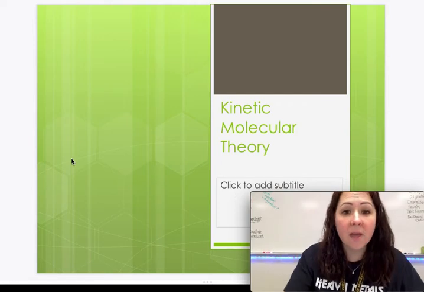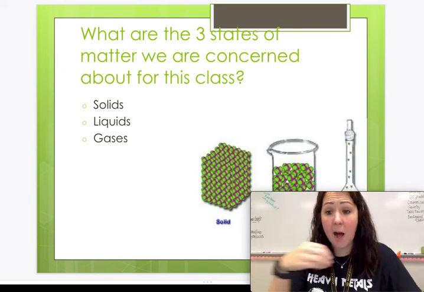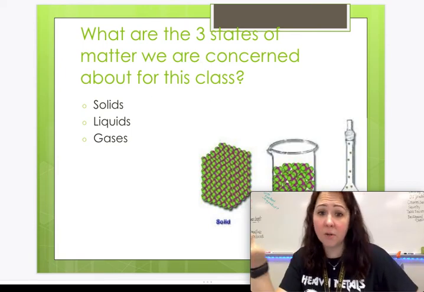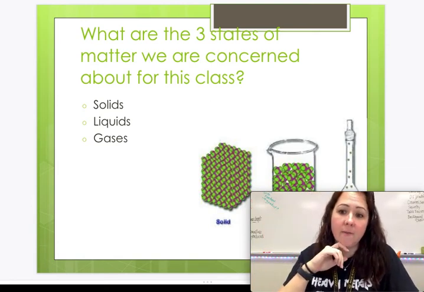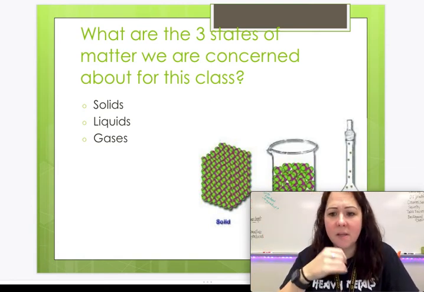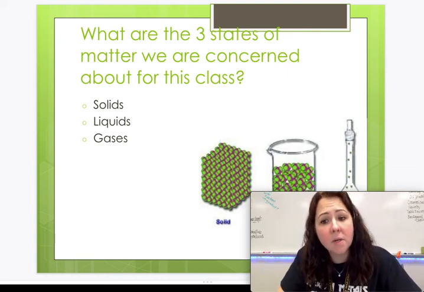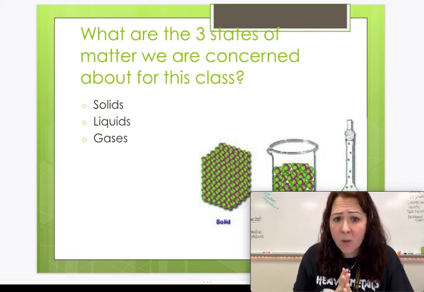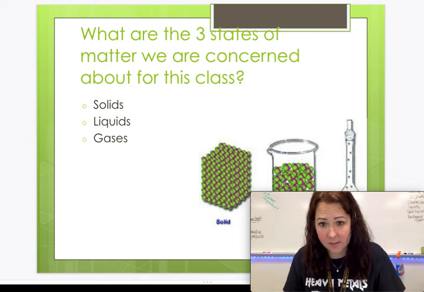So when we're looking at this unit and we talk about states of matter, I know that there are multiple states of matter. There is not just solid, liquid, gas, plasma. You have Bose-Einstein condensates, you have supercritical fluids, things like that that we don't deal with in this class. So because we don't deal with them in this class, we just omit them completely and we only focus our efforts on solids, liquids, and gases.